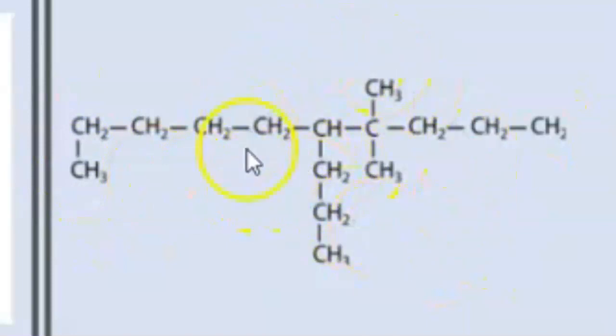Only internal carbons, meaning carbons that aren't at the end of the line, can be considered branched. So these 1, 2, 3, 4, 5 carbons are the branched ones. But this is still overall a branched compound because it does have at least one branched carbon.